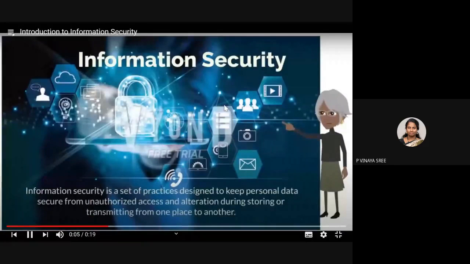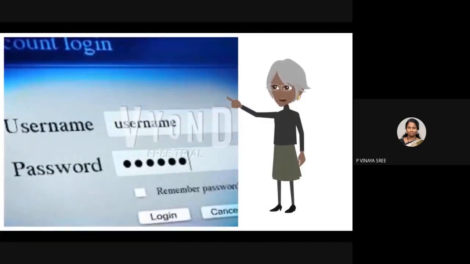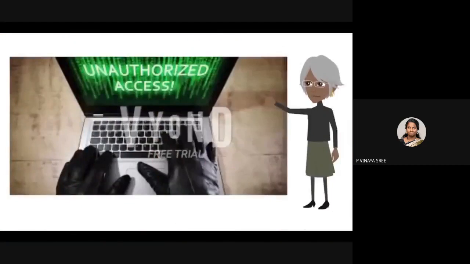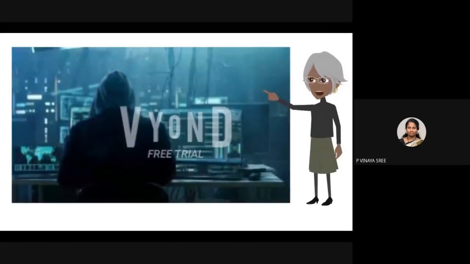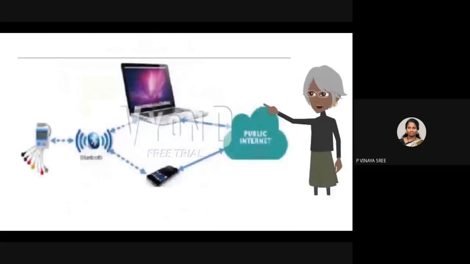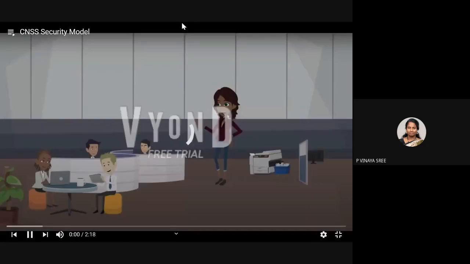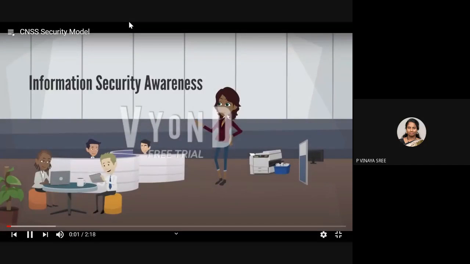Information security is a set of practices designed to keep personal data secure from unauthorized access and alterations during storing or transmitting from one place to another.